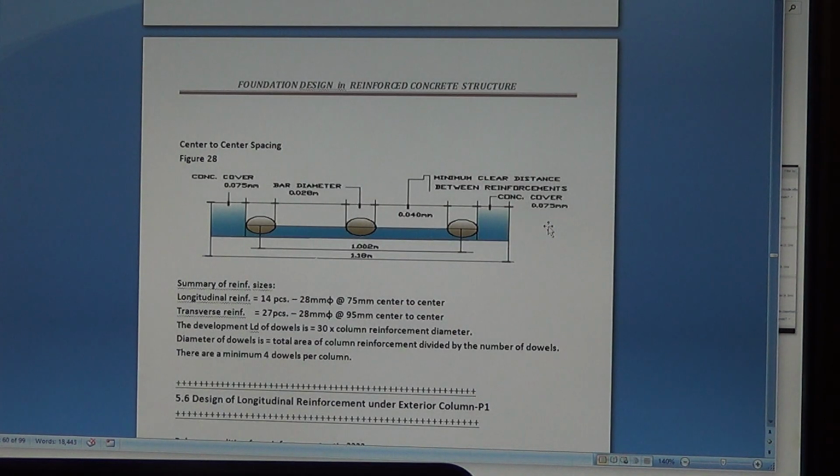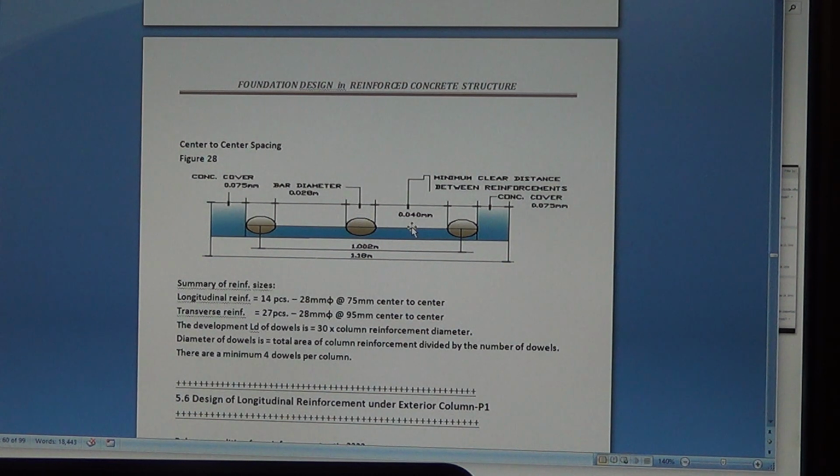Distances of the reinforcement bar. The minimum clear distance between two reinforcement bars is 40 millimeter. That is the very minimum. You cannot go less than that. The reason for that is for the aggregates to flow in between, or else you're gonna have a honeycomb. If the aggregate gets stuck, there's a hole there, and therefore the strength of your concrete is compromised.